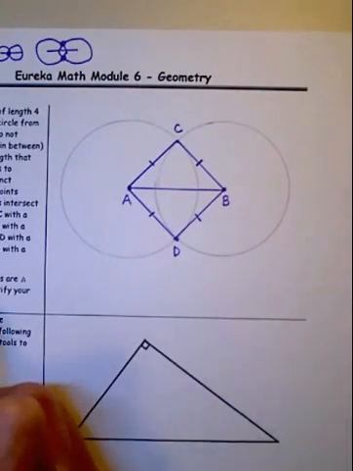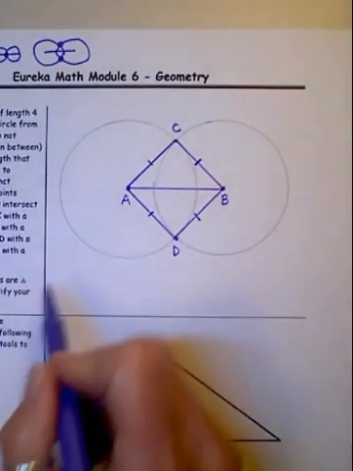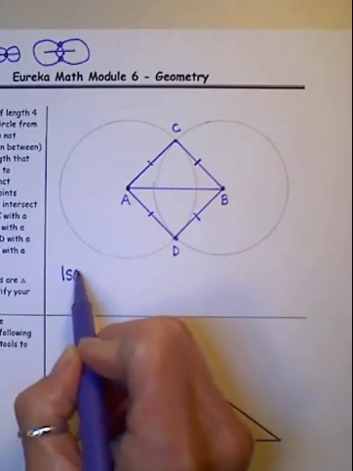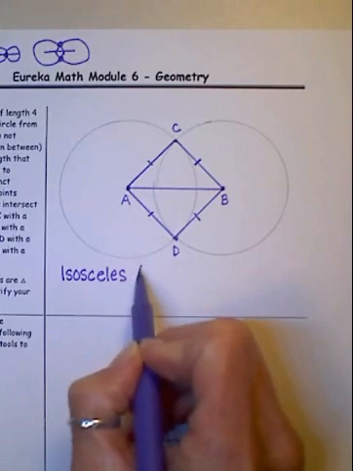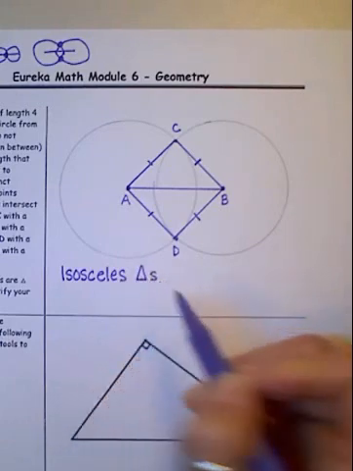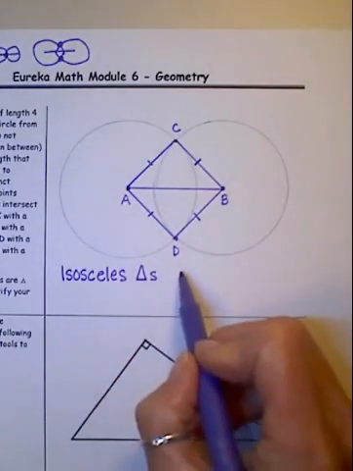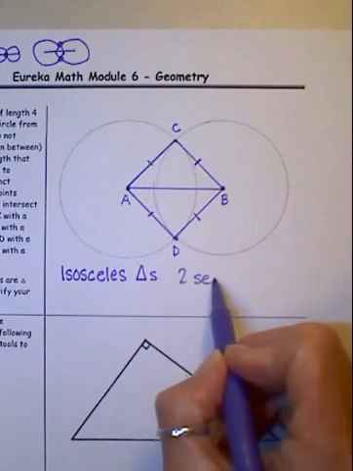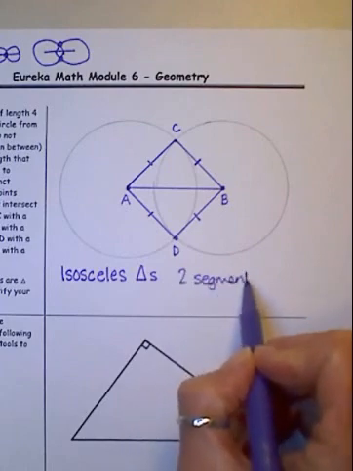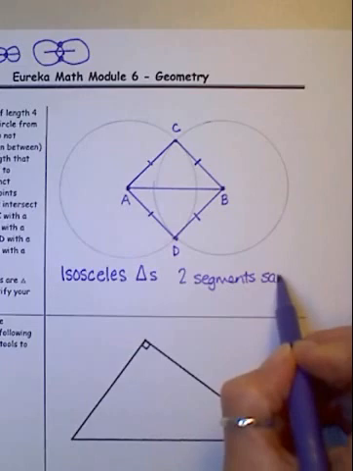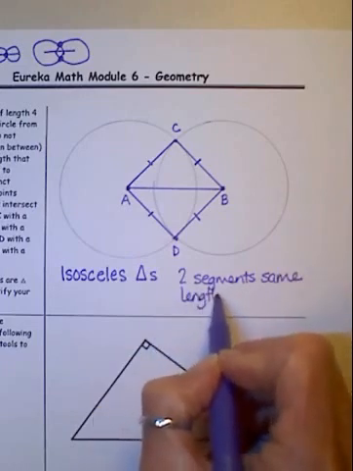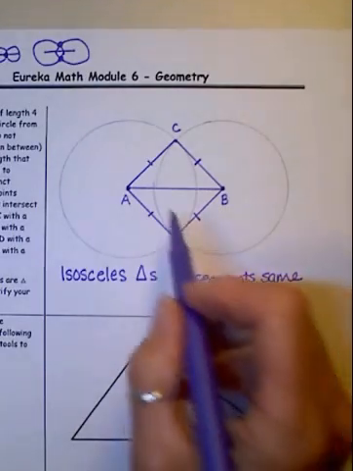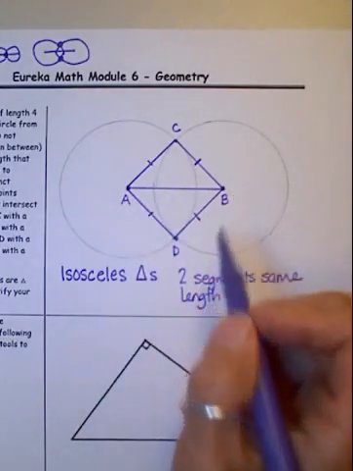So it says, what kind of triangles are they? They are isosceles. I-S-O-S-C-E-L-E-S, isosceles triangles. And we explained that they are isosceles because they have two segments of the same length, because they are both radii of circles that are the same size.